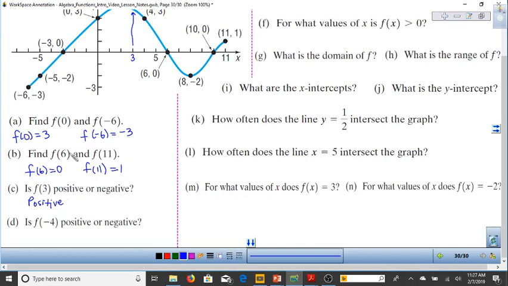Is f of -4 positive or negative? I look for -4. That's -4 right there.